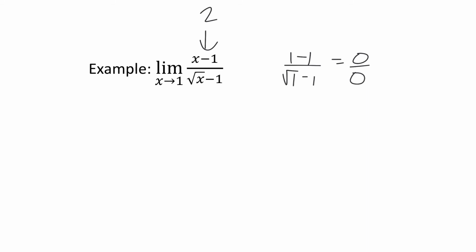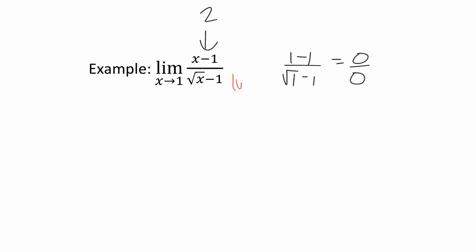Pause the video and see if you can think of a math skill that might be useful. Well, hopefully you thought about it for a little bit, and maybe you came up with the right skill. The skill in this case is rationalizing. What we're going to do is, if you notice, there's a root in the bottom.